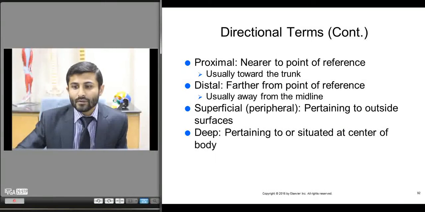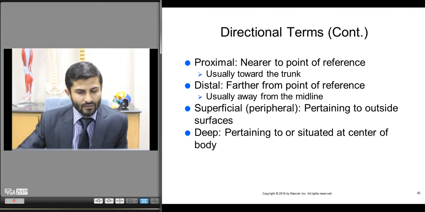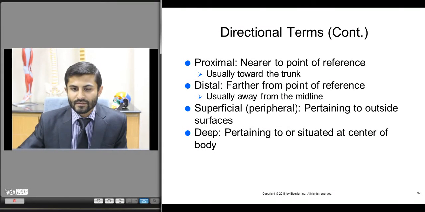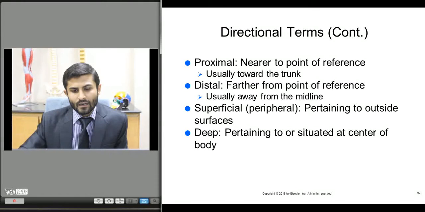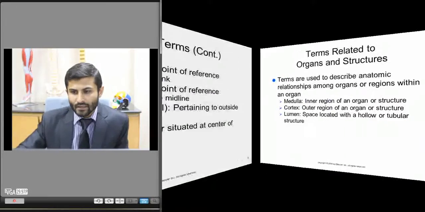Proximal, it is near to the point of reference, usually towards the trunk. Distal, it is farther from the point of reference, usually away from the midline. Superficial, it is considered to be on the top, pertaining to the outside of the surfaces. Deep, pertaining to or situated at the center of the body.